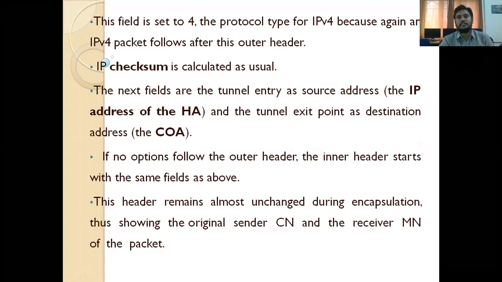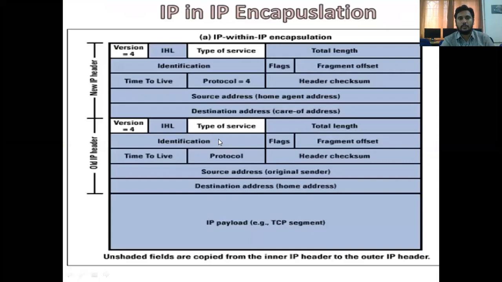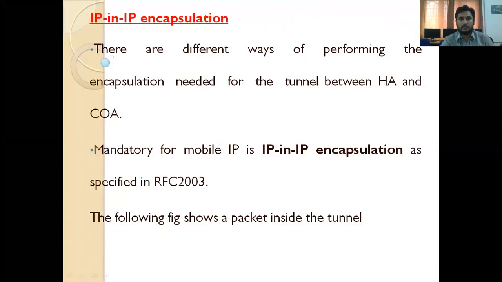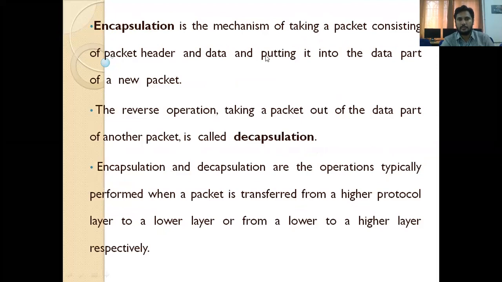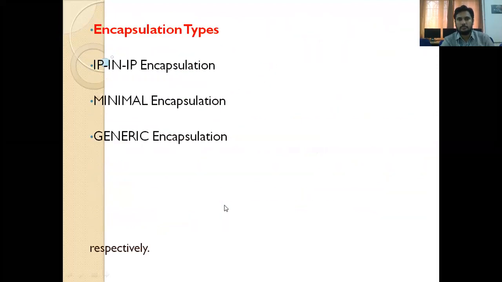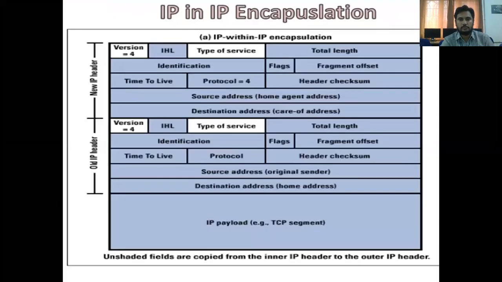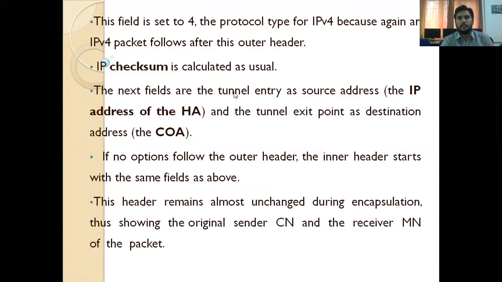The IP checksum is calculated as usual. The next fields are the tunnel entry as the source address and the tunnel exit point as the destination address. The tunnel entry, the source address, is the HA, and the tunnel exit point is the COA, the care of address, that we discussed. Inside the tunnel, it is unchanged: source address HA and destination address COA.